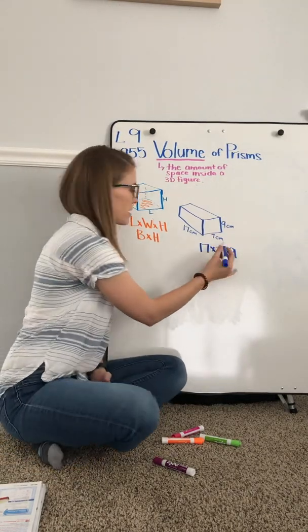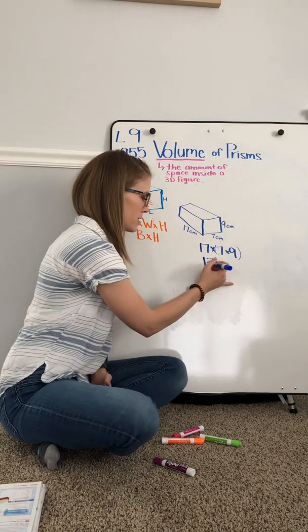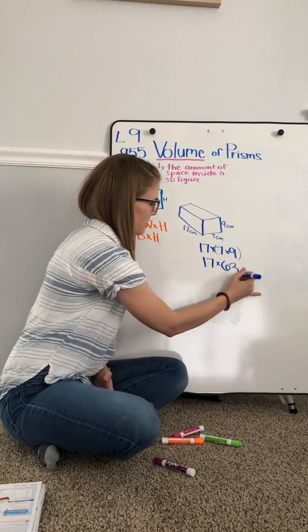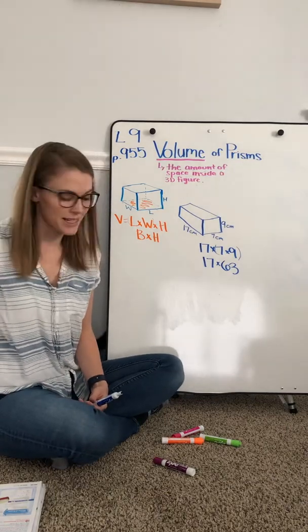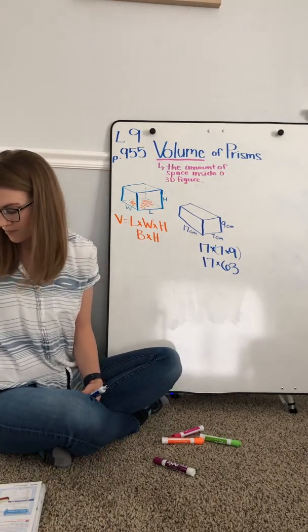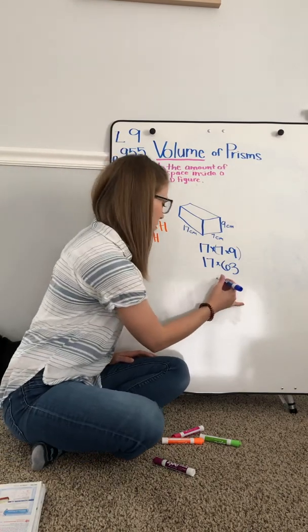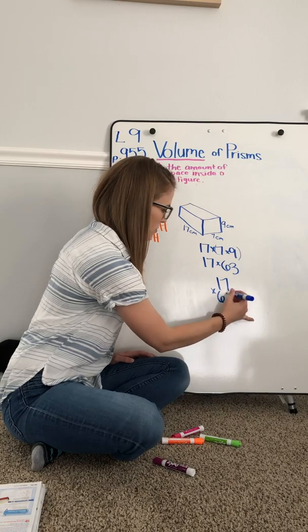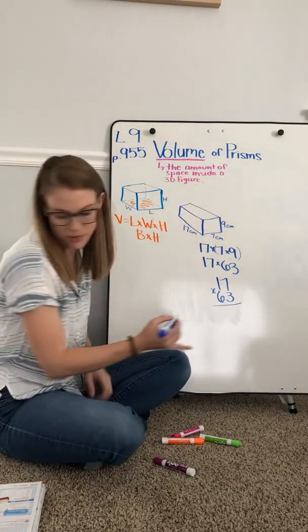Because I know 7 times 9, I'm going to go ahead and do that first. So I'm doing 17 times 63. When I have big numbers like this, I usually like to stack them, right? So I'm going to go ahead and stack these to multiply. And then I'm going to multiply through.